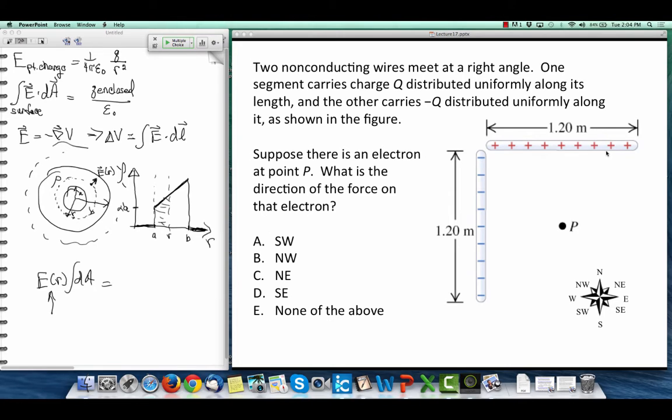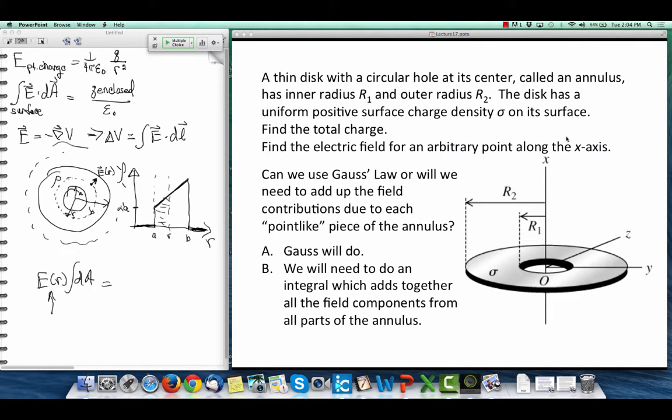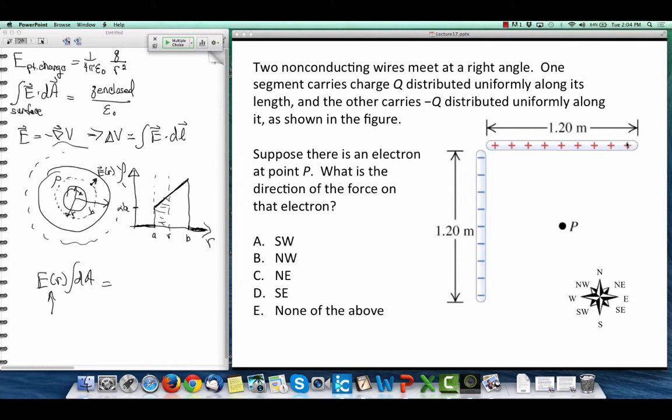So this problem has two non-conducting wires charged. Oops, step back. The one short wire is positively charged. The other one is negatively charged, and they are at right angles with respect to each other.